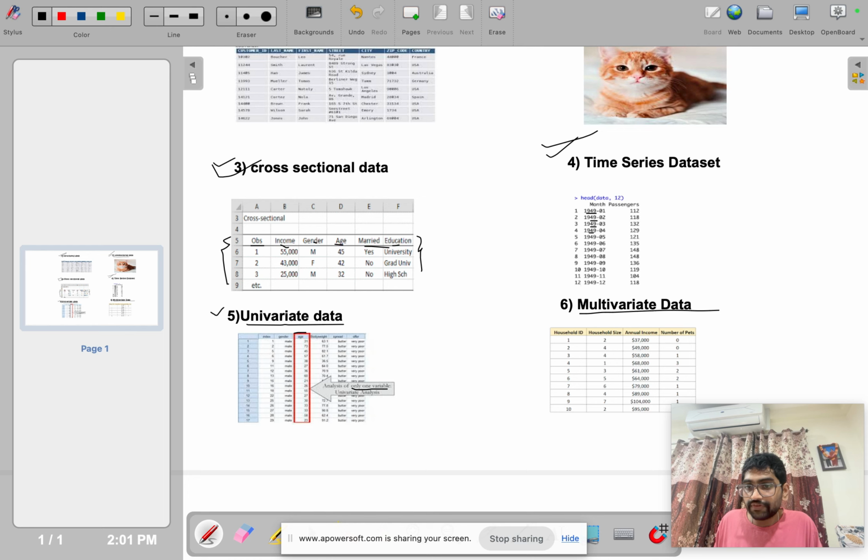The sixth type of data is multivariate data, where you analyze the data based on all of these things, like household size, number of pets, and annual income. Based upon all these factors, your annual income will depend. Here you are trying to analyze all of these three factors, that's why it is called multivariate data. So I hope you understood the concept of all of these six types of data.